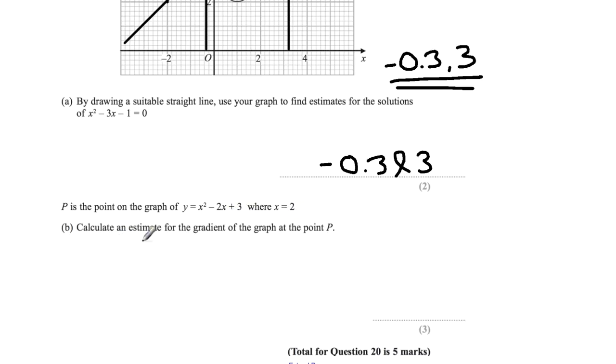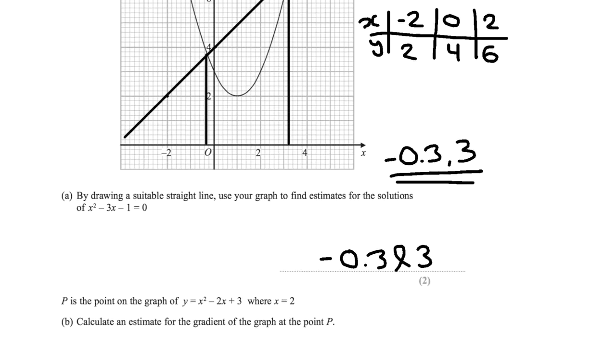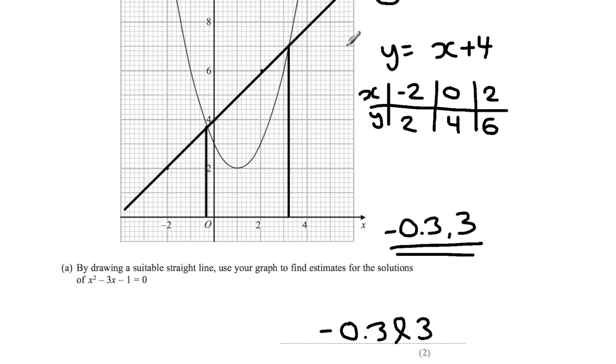P is a point on the graph of y equals x squared minus 2x plus 3, where x equals 2. Calculate an estimate for the gradient of the graph at the point P. So what we need to do is draw a tangent that touches the curve once at x equals 2. So x equals 2, so let me just draw a line.